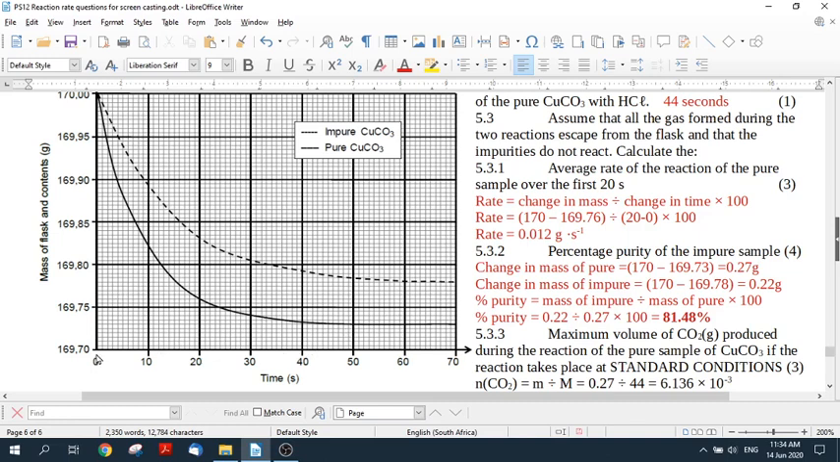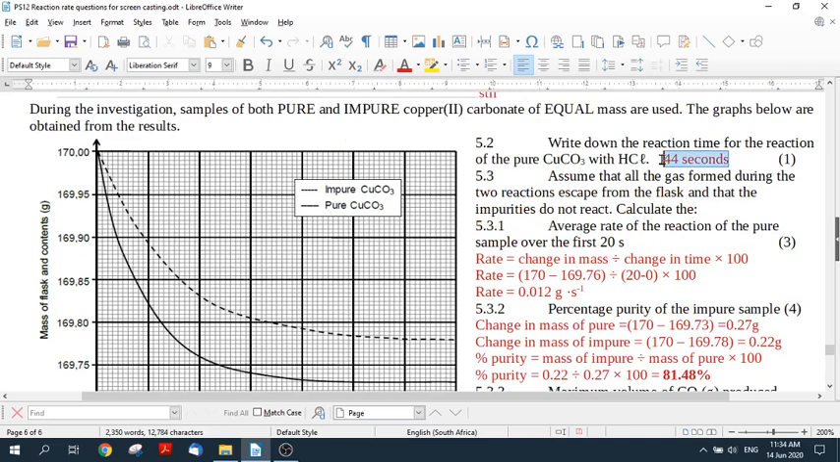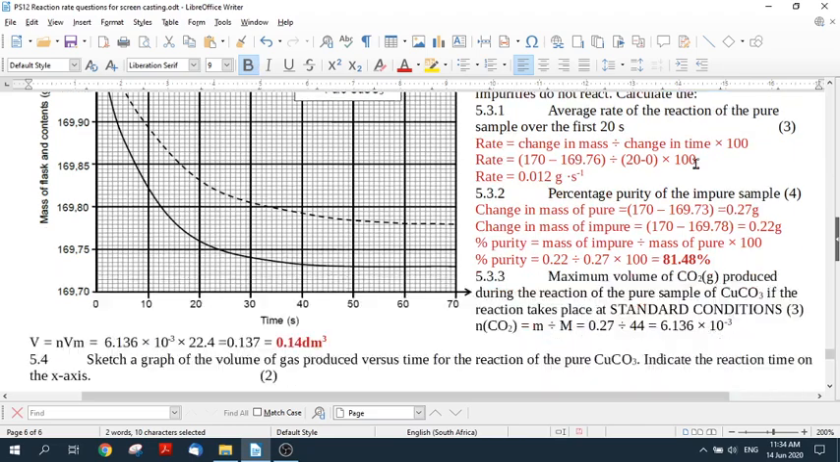So you're going to flip it so that it starts at 0, 0, and then it goes up steeply, and then it starts flattening out, and it is completely flat at whatever value you put here. If you wrote whatever's the reaction time here, you said it's going to take 44 seconds to be complete. At 44 seconds on the graph that you draw, it must be flat, and it must start from 0, 0.